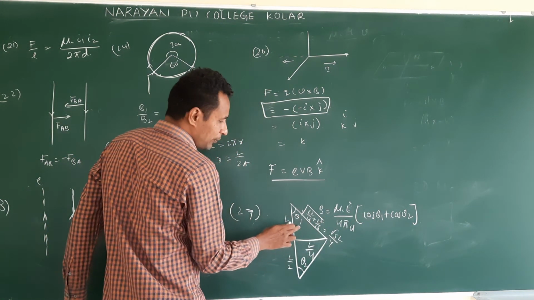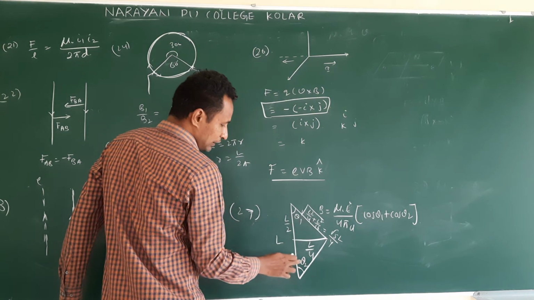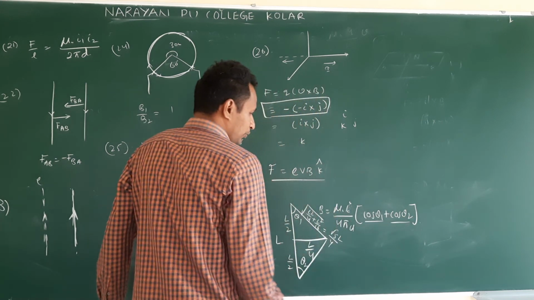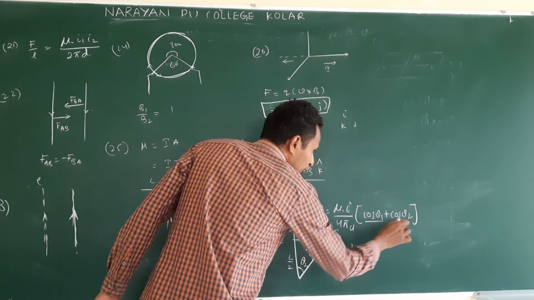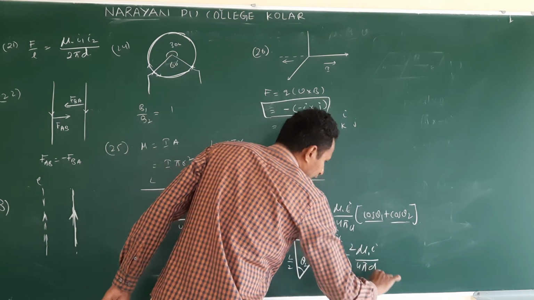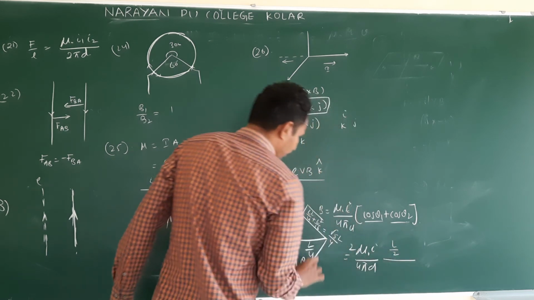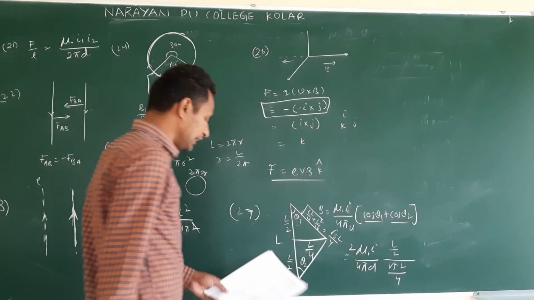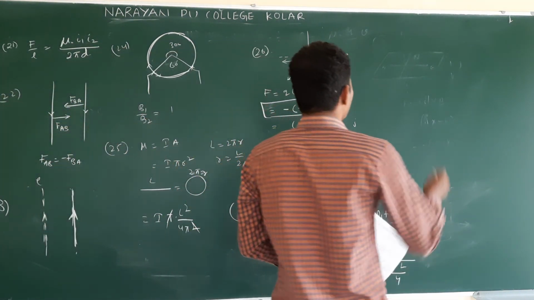What is the cos theta formula? Adjacent side by hypotenuse. Here also adjacent side by hypotenuse. These two remain the same. So you can write mu naught I by 4 pi d into 2 times, because these two are the same. What is that? Adjacent side L by 2 by hypotenuse root 5 L by 4. Calculate this, you will get the answer. Answer A is correct. Next 28.